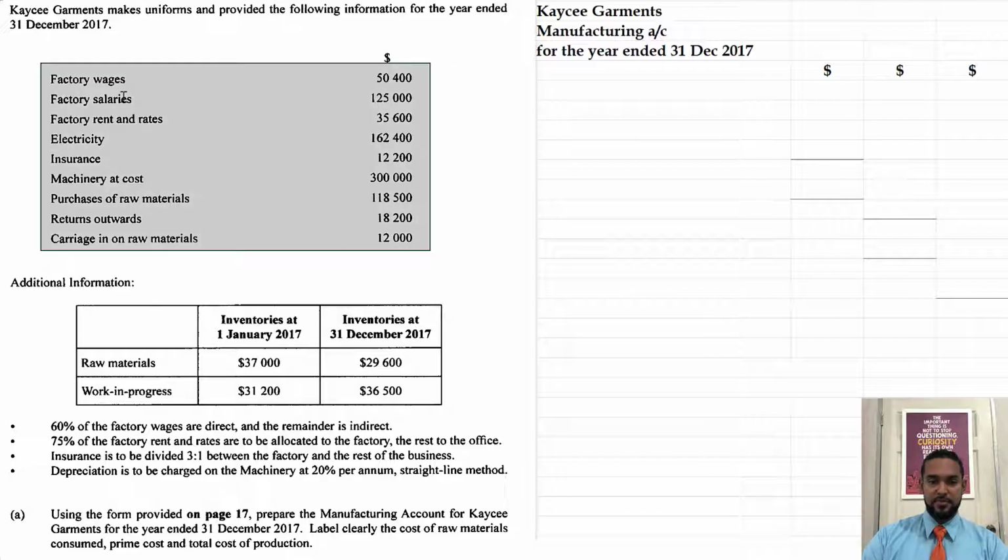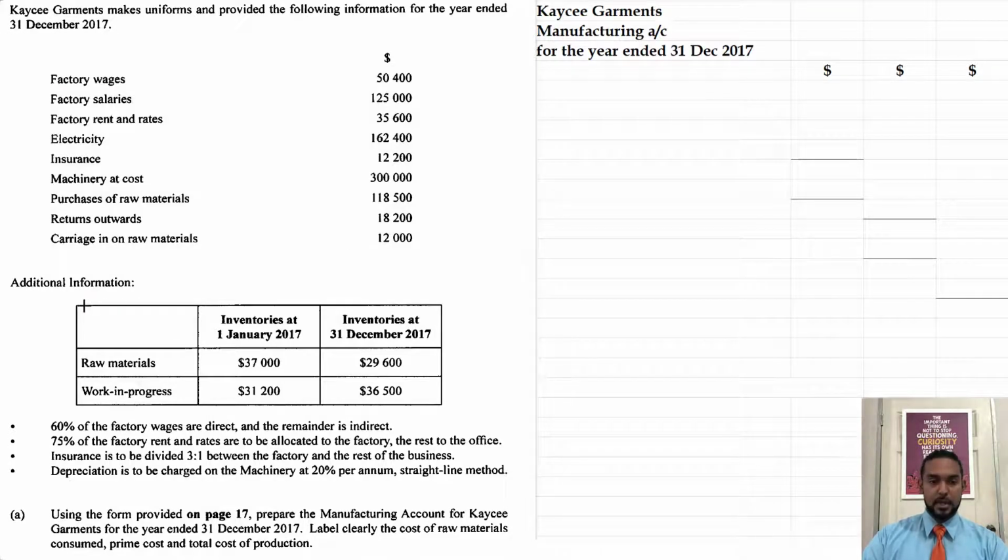So we have this information here: factory wages, factory salaries, rent and rates, electricity, insurance, machinery at cost, right? Purchases of raw materials, returns out and carriage in on raw materials. All right. Additional information. So we have inventories at 1st Jan 2017, so that's the start of the year, and 31st December 2017, as it's the end of the year. So raw materials and work in progress. All right. Now we have some interesting additional information.